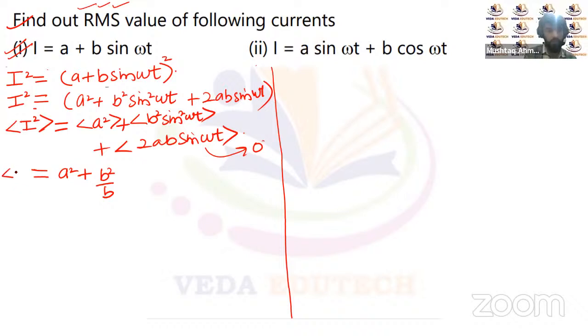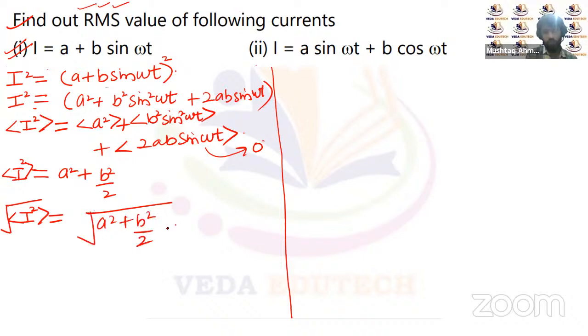So this is our mean square value. Root mean square means we just take the root of this mean square to calculate the RMS value. So the RMS value is under root of a square plus b square upon 2. This is the RMS value of this current.